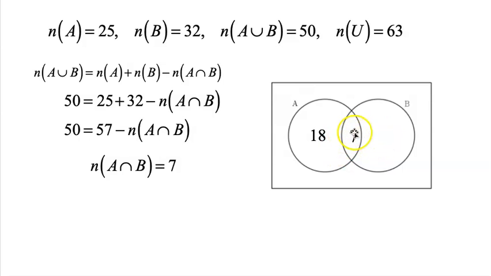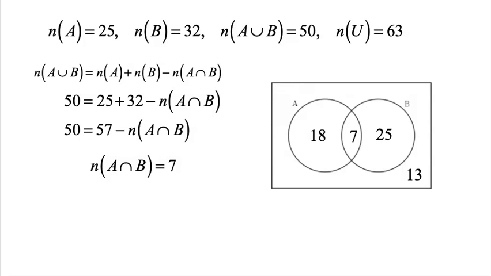These two regions add up to B. B is 32. 7 plus something is 32. 7 plus 25 is 32. So 18 and 7 is 25, and 25 more is 50. So I've used up 50 in these three regions. My universal set has 63, so we must have 13 more in outer space. So we've successfully constructed our Venn diagram.